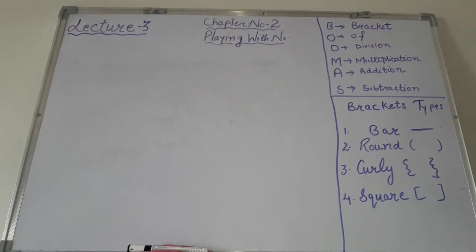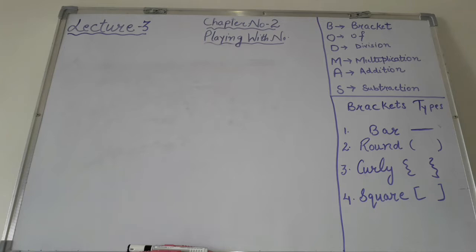Hello everyone. As you know, in the previous videos we have done the questions related to the ODMAS. Now today I have added one more alphabet B to ODMAS, which means bracket of division, multiplication, addition and subtraction. Now here, what does this B say?